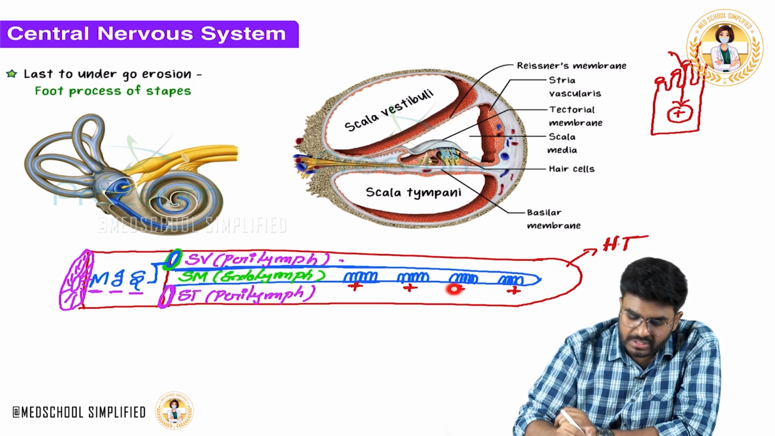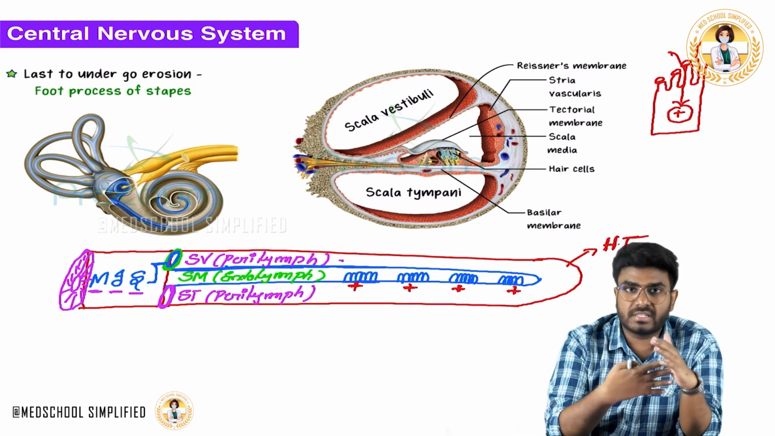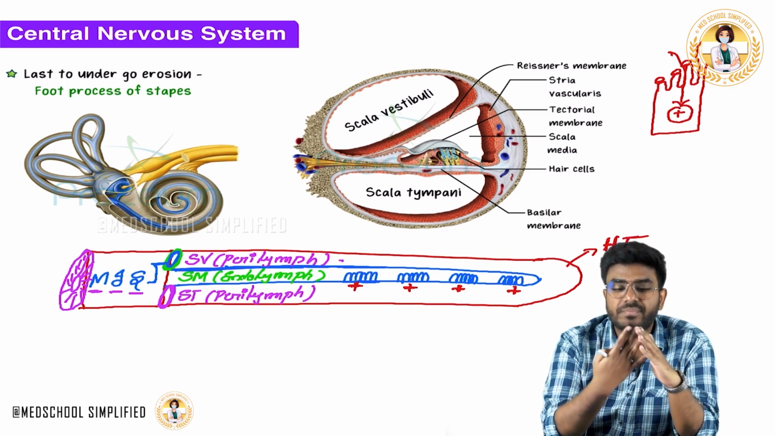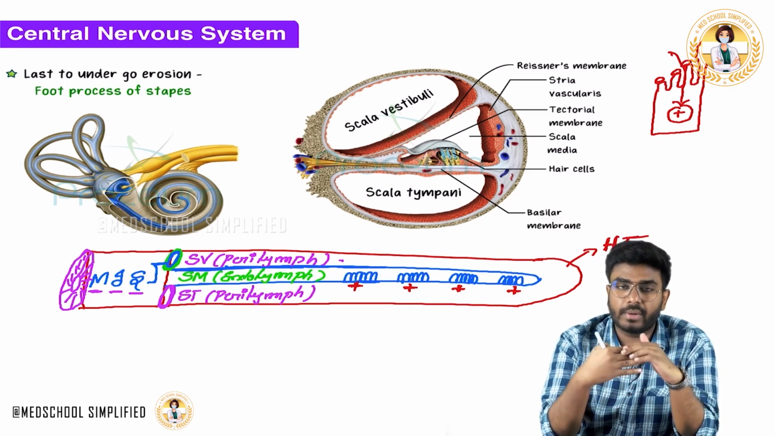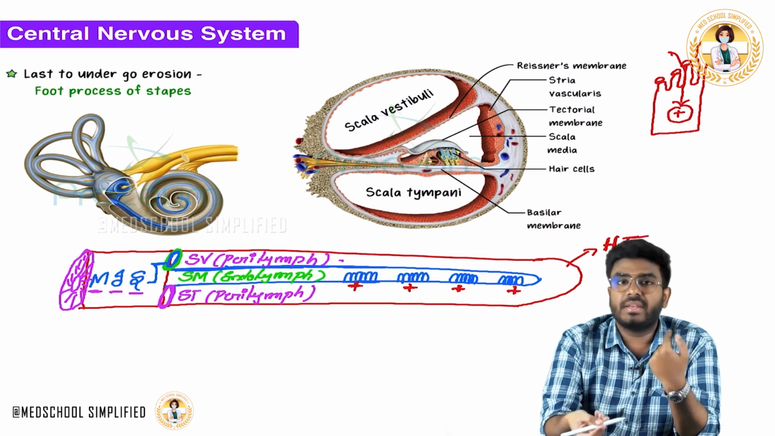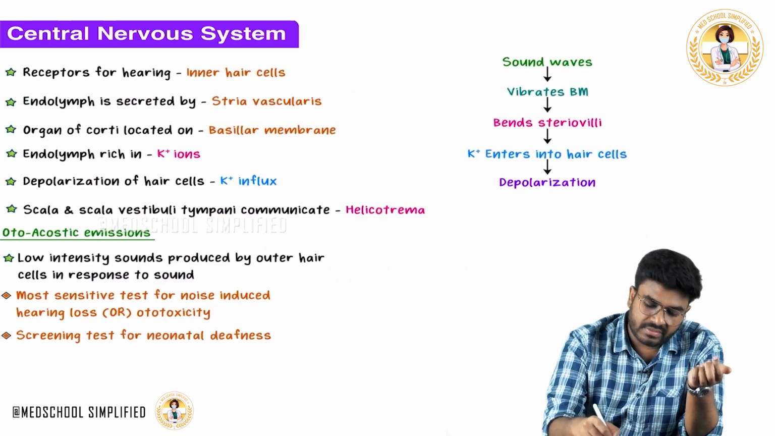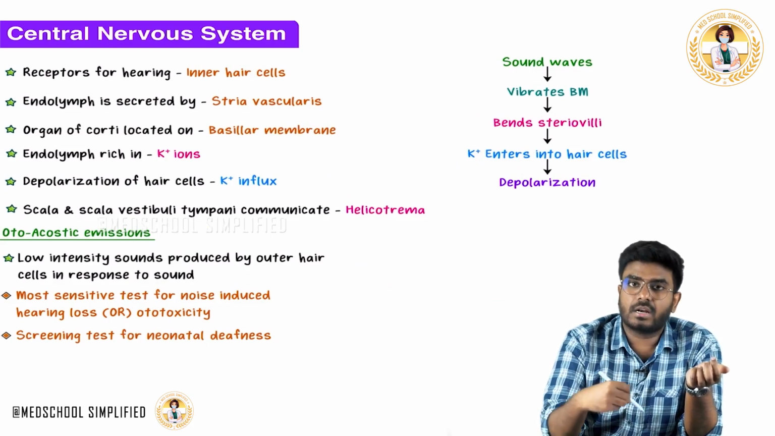Via the helicotrema, the vibrations will come and vibrate the basilar membrane. On the basilar membrane, there are these inner hair cells present. Now the inner hair cells will rub against the tectorial membrane. So what happens when the inner hair cells are rubbing against the tectorial membrane? There will be entry of potassium ions from the endolymph into the inner hair cells, so the inner hair cells will undergo depolarization. All these events were given here: the sound waves vibrate the basilar membrane, bend the stereocilia, potassium enters, and the inner hair cells undergo depolarization.